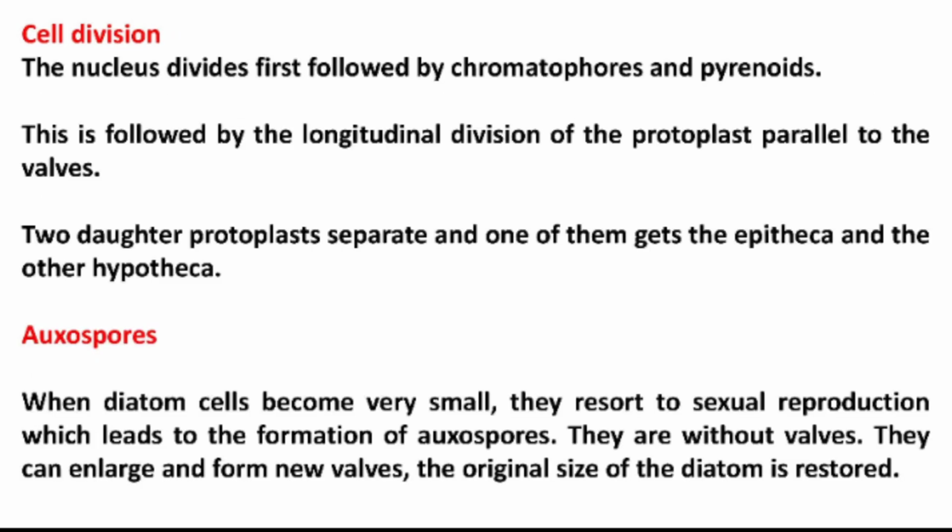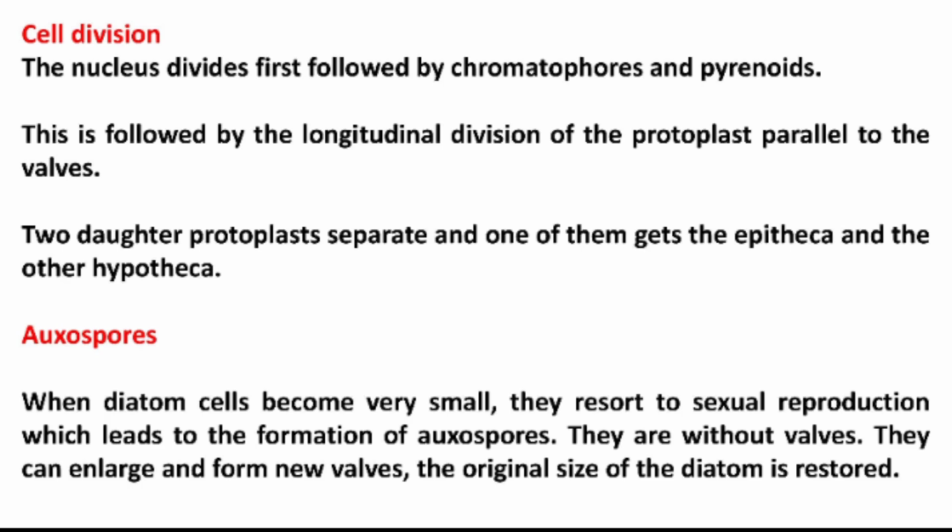Cell division. The nucleus divides first followed by chromatophores and pyrenoids. This is followed by the longitudinal division of the protoplast parallel to the valves. Two daughter protoplasts separate and one of them gets the epitheca and the other the hypotheca.